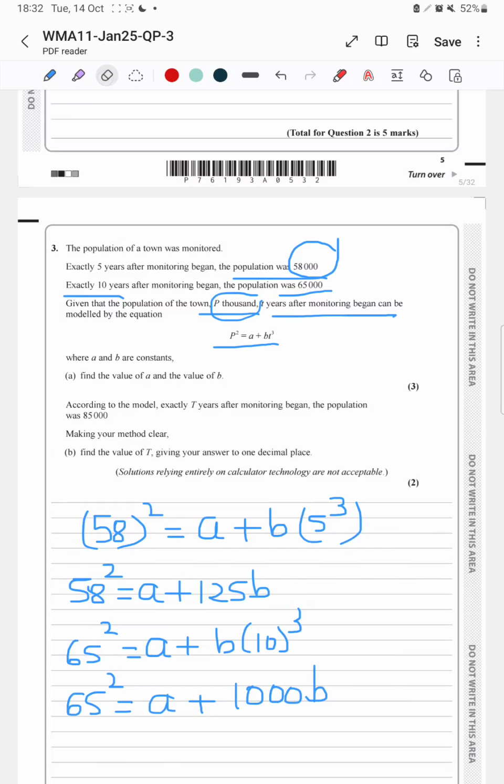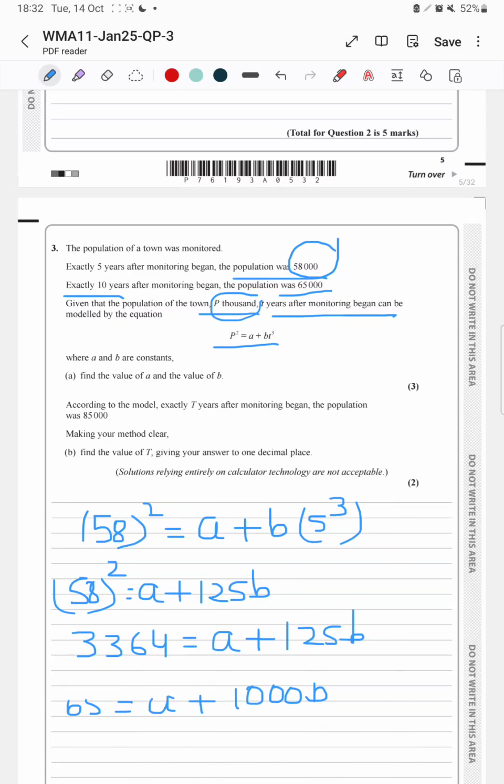So if you see, we got two equations here. The first equation we got is 58 squared. So now we need to find out what this 58 squared is, so let me calculate that here. 58 squared is basically 3364, equal to A plus 125B, and the second was 65 squared. So I am just going to rub this part out, and 65 squared, we will find, is 4225, equal to A plus 1000B.